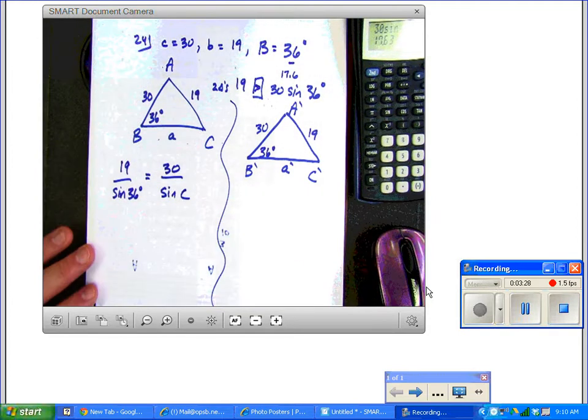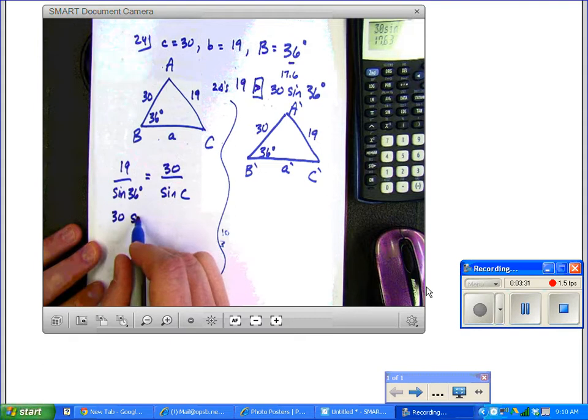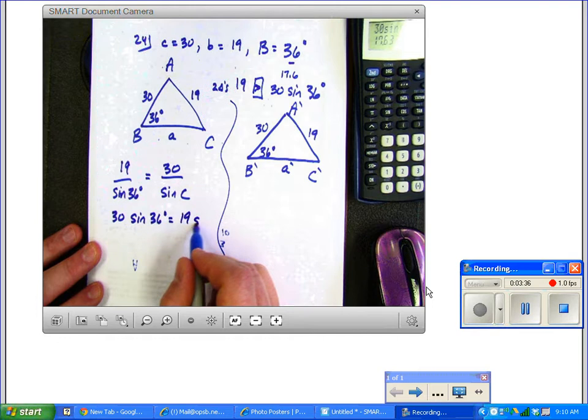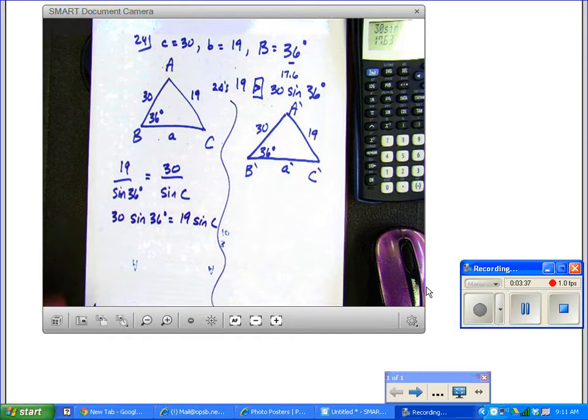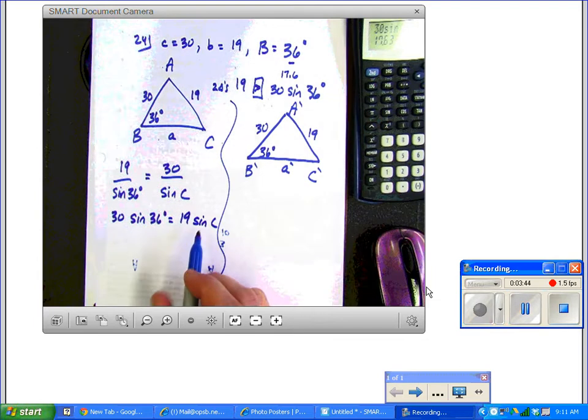Okay, so let's cross multiply. We're going to get 30 times sine of 36 equals 19 times sine of C. Okay, now let's solve it. How am I going to solve it though? Right, divide by 19, okay?